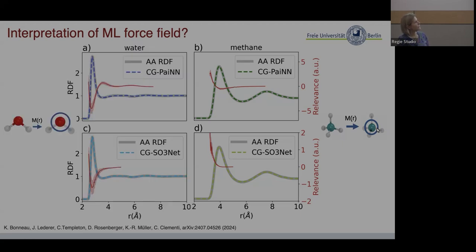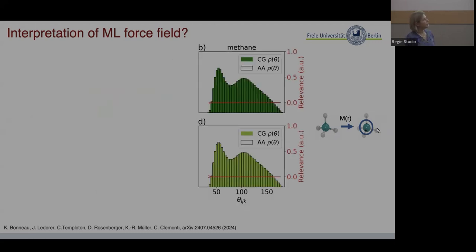If we do the same thing with water, with coarse-grained water to the central oxygen, you find an attraction besides the repulsive wall. You find a deep attraction in the two-body interaction. That is the hydrogen bonding. Then we can look at the three-body.